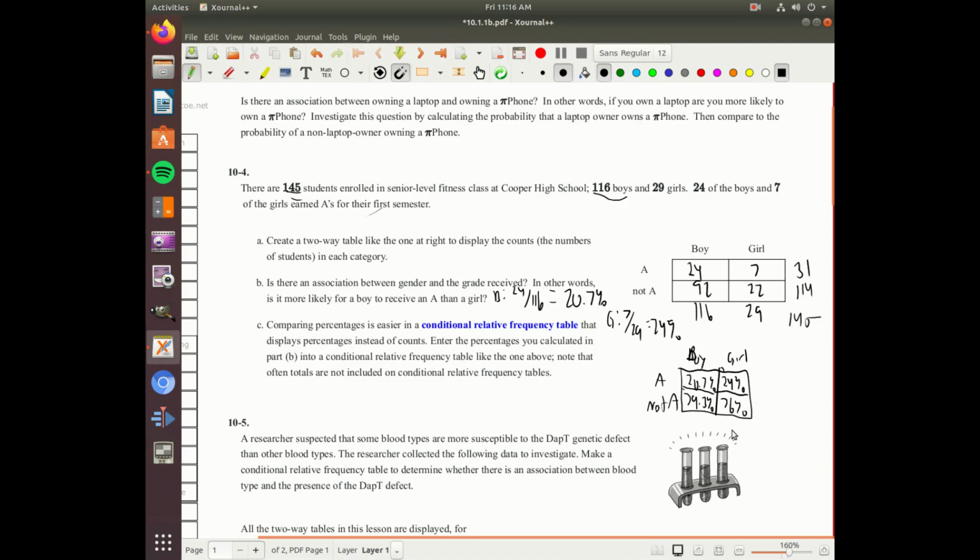Rounded a little bit there. I was kind of running out of room. So this again is known as a conditional relative frequency table, and it makes those comparisons, I guess, easier.